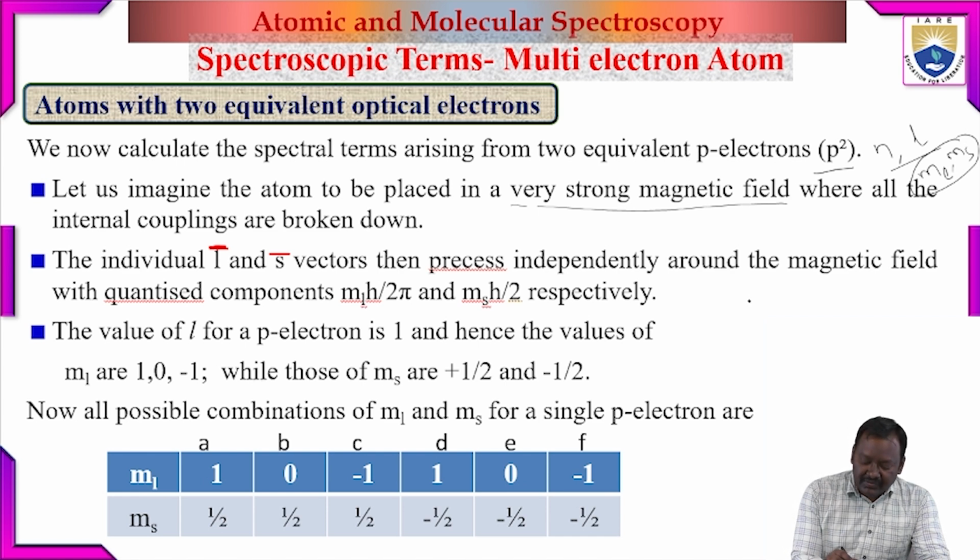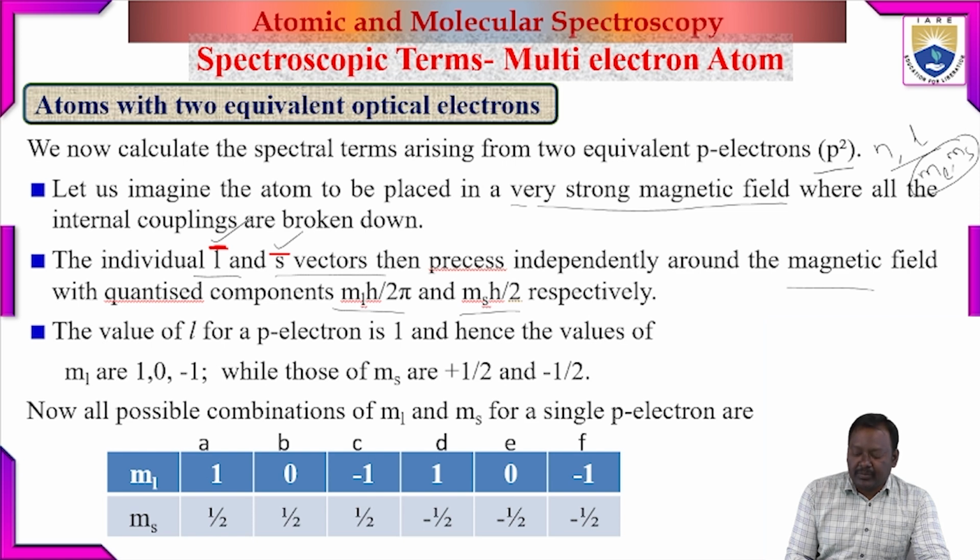So the individual L and S vectors then make precession around the magnetic field independently. Orbital angular momentum and spin angular momentum make precession around the applied magnetic field individually. So the quantized components of orbital angular momentum and spin angular momentum can be taken as ml h by 2 pi and ms h by 2 pi respectively.